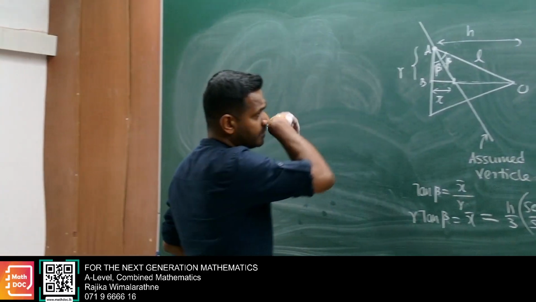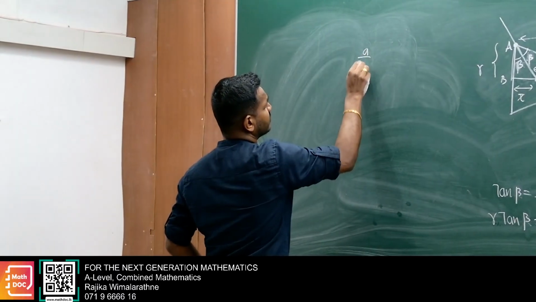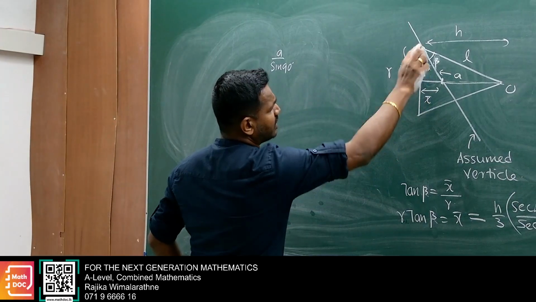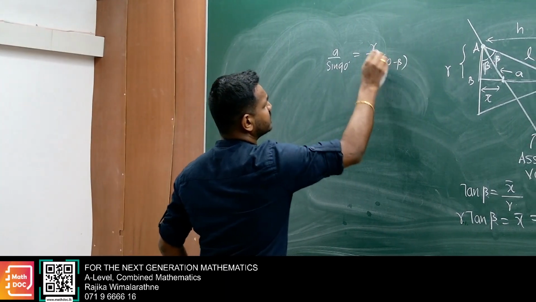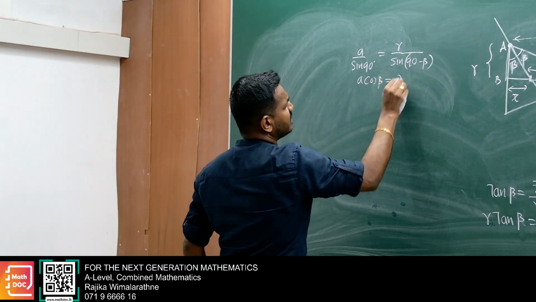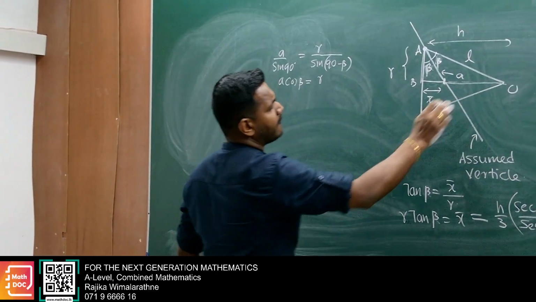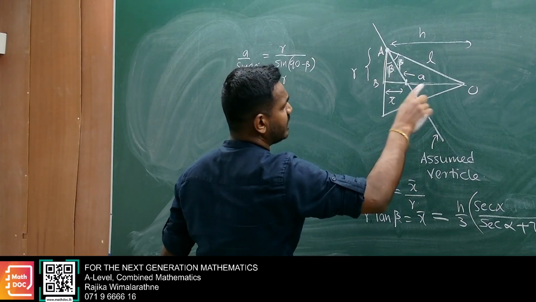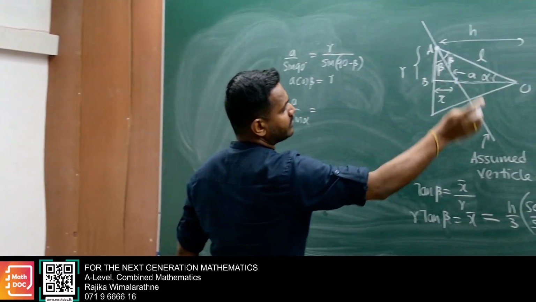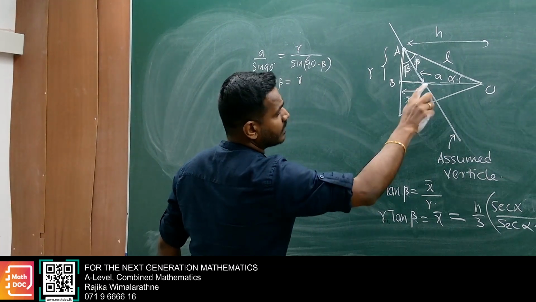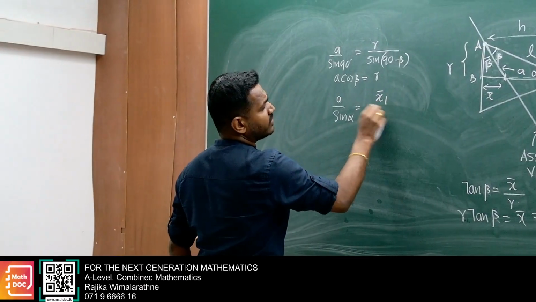Check this. Here take A over sin 90, sin rule, R over sin 90 minus beta. Here the first relation, A cos beta equals R. Then your common side A divided by this angle alpha, the same vertical angle, A over sin alpha equals, then the center of gravity we know, take here x bar 1 over sin beta.